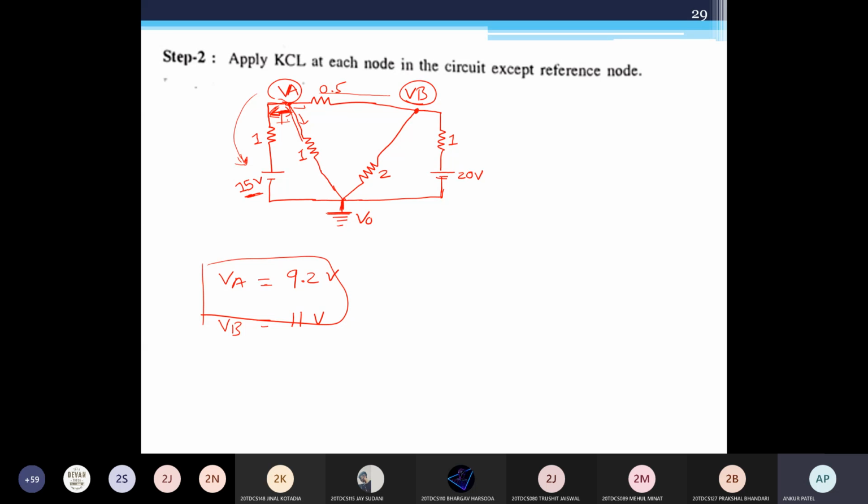So the answer is 9.25 for VA and 11 volt for VB. Everyone getting this answer? This is the correct answer that I have written. Yes, sir. 9.2 or 9.25.